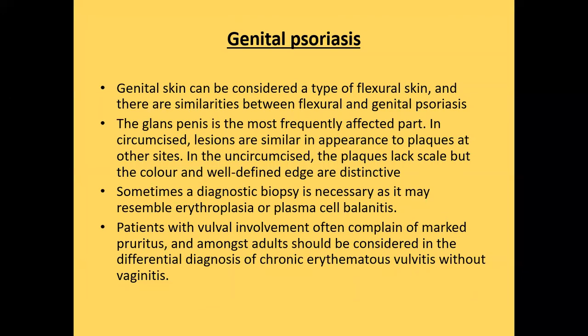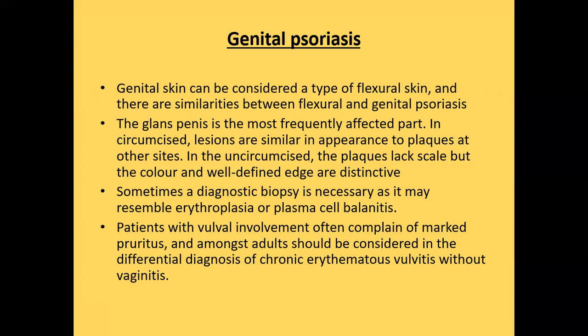Genital psoriasis. The genital skin can be considered a type of flexural skin, and there are similarities between flexural and genital psoriasis. Glans penis is the most frequently affected part. In circumcised males, the lesions are similar in appearance to plaque psoriasis elsewhere. In uncircumcised males, however, the plaques lack scale, but the color and well-defined edge are characteristic. Sometimes we require a skin biopsy to differentiate these plaques from erythroplasia or plasma cell balanitis.